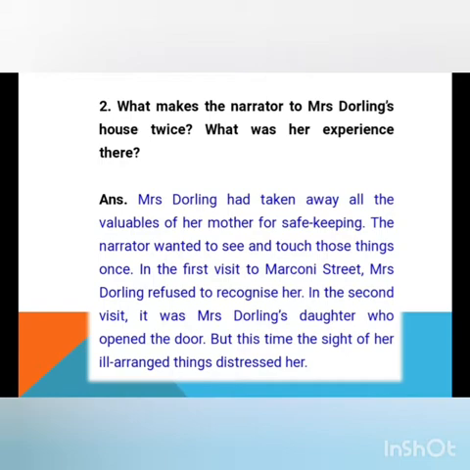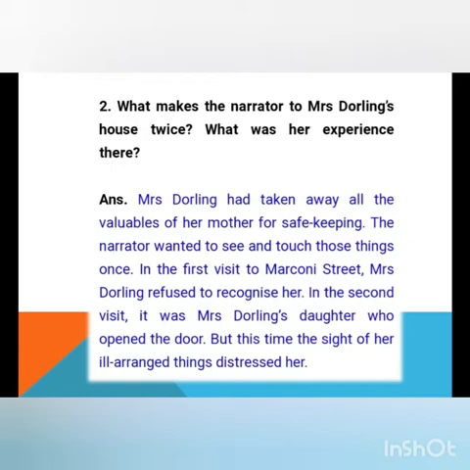In the first visit to Marconi Street, Mrs. Darling refused to recognize her. In the second visit, it was Mrs. Darling's daughter who opened the door. But this time she is really hurt and distressed to see the things kept in a tasteless and untidy manner. So she leaves the house without having anything from the house.